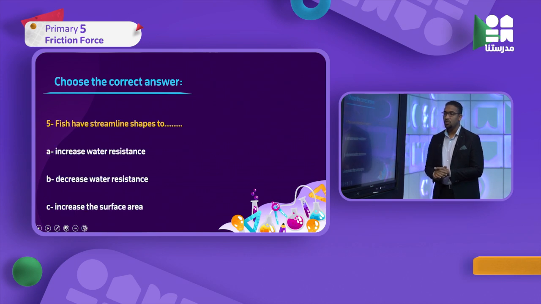Number 5. Fish have streamlined shapes to do what? Increase water resistance, decrease water resistance, or increase the surface area. Streamlined shapes decrease water resistance. Perfect.